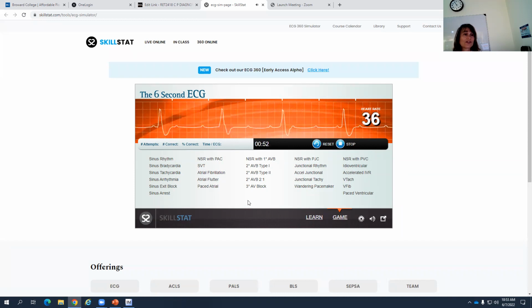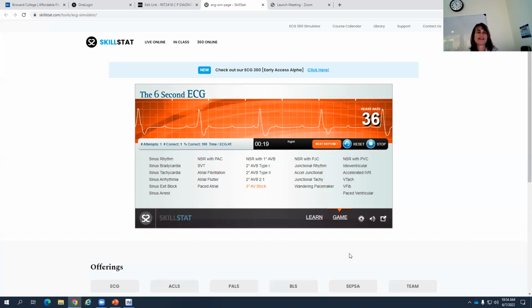Oh, this is a good one to look at. What do you think? Lots of P's, wide QRS that's really slow. PVC? No. Third degree. Well, with the slow ventricular rate and the QRS is really wide, it's complete heart block. Yes. And by the time I find it, the time will be up. Third degree heart block. Right.